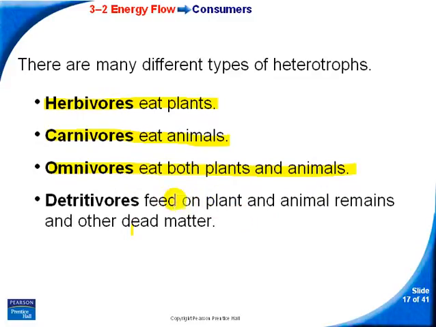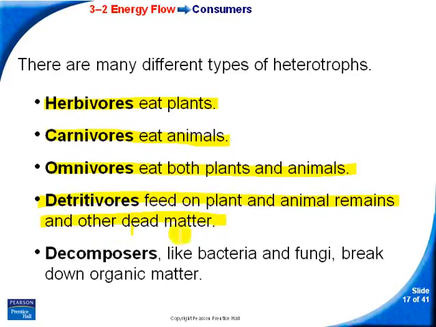And detritivores feed on plant and animal remains and other dead matter. I would say we're probably looking at a vulture, say. And then we also have decomposers, which I forgot to mention on the other slide, bacteria and fungi. And what they do is they break down organic matter. They're not necessarily eating dead organisms, but decomposers will break down dead organisms.